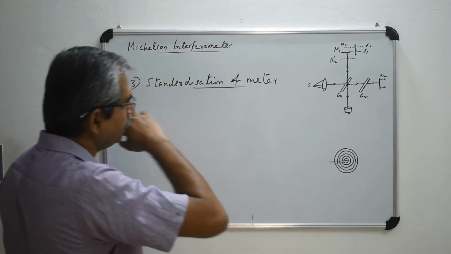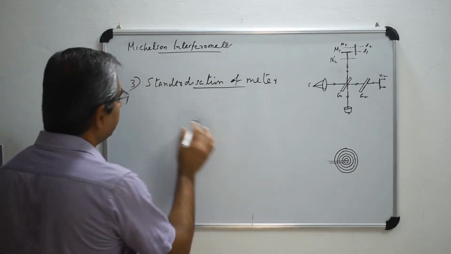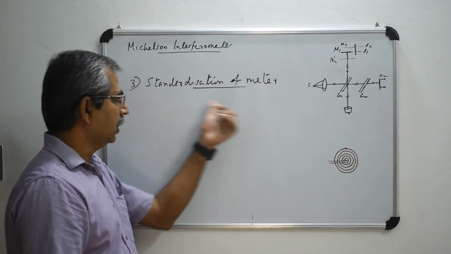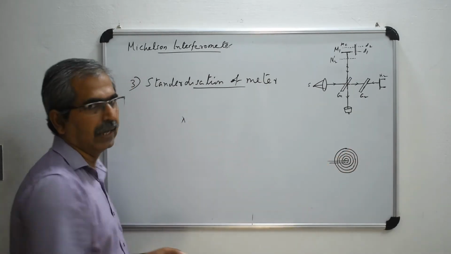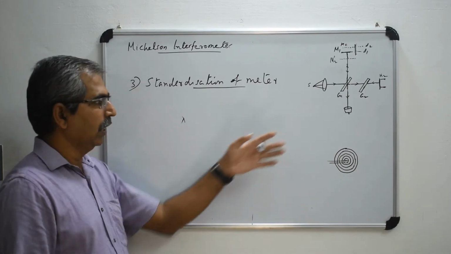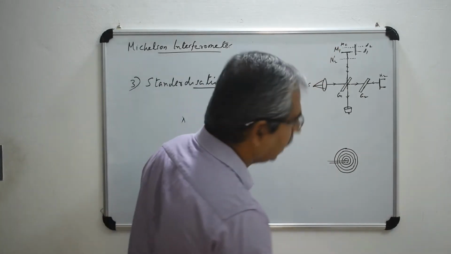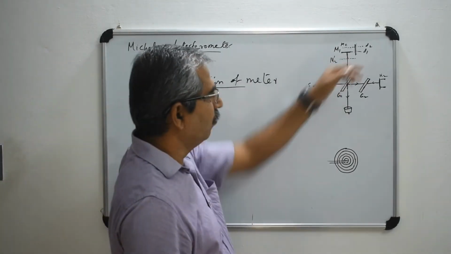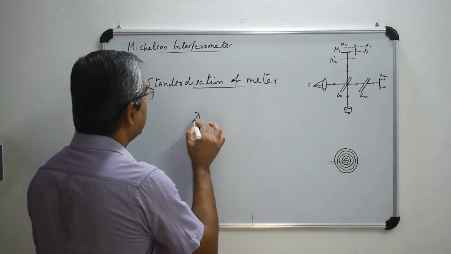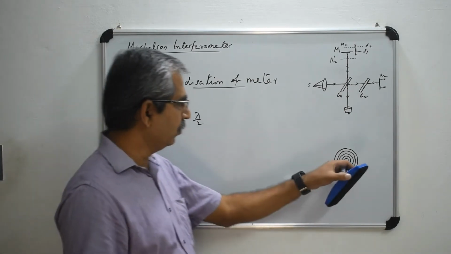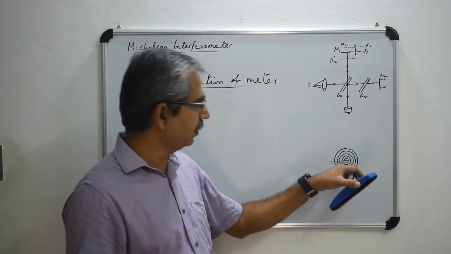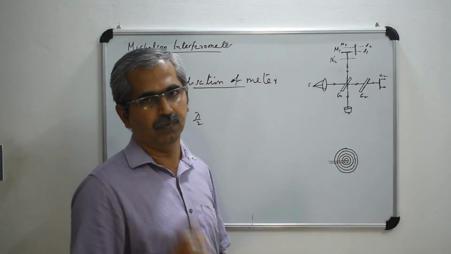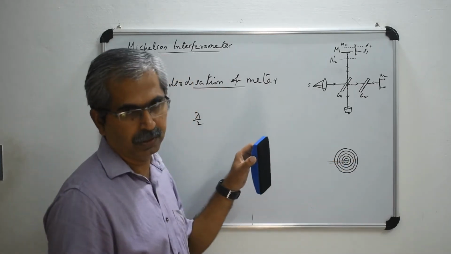Okay. Now, for that, say 1 meter means it's a large quantity compared to the wavelength of the light, that is lambda, isn't it? And we have seen already that by moving this m1 through a distance lambda by 2, one fringe will be newly formed at the center, or one will disappear, for each lambda by 2.